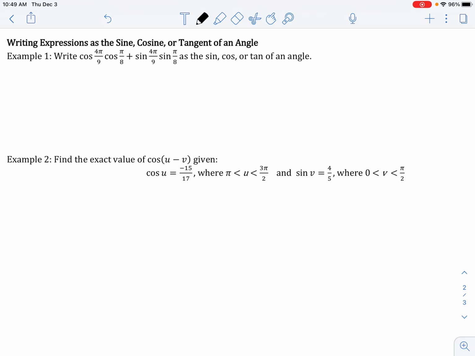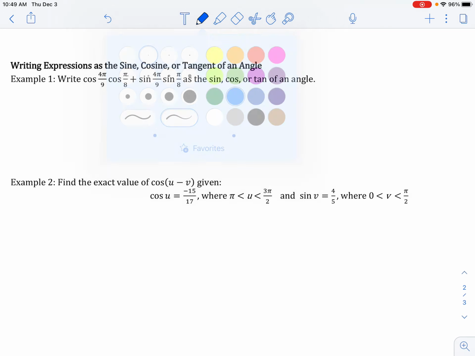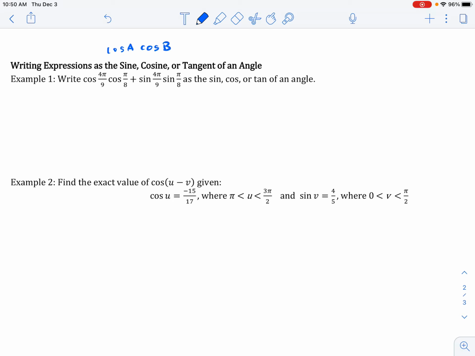First off, we have an expression here that looks kind of complicated at first, but if you look at it carefully, you see that it's really just following the structure of cosine A, cosine B, plus sine A, sine B, where we're treating this as our angle A and this as our angle B. And if you look at that carefully, you'd ask yourself, which of the sum and difference formulas is this? And this is just simply cosine of A minus B.